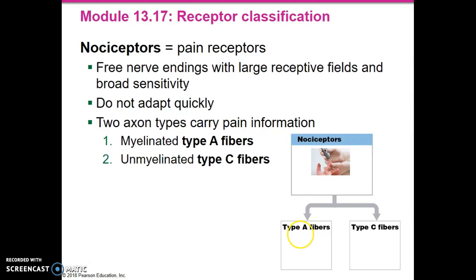Nociceptors are pain receptors. They have large receptive fields and do not adapt quickly. There are two types of axons that carry pain information. Type A you might think of as for acute pain, and unmyelinated type C for chronic pain.